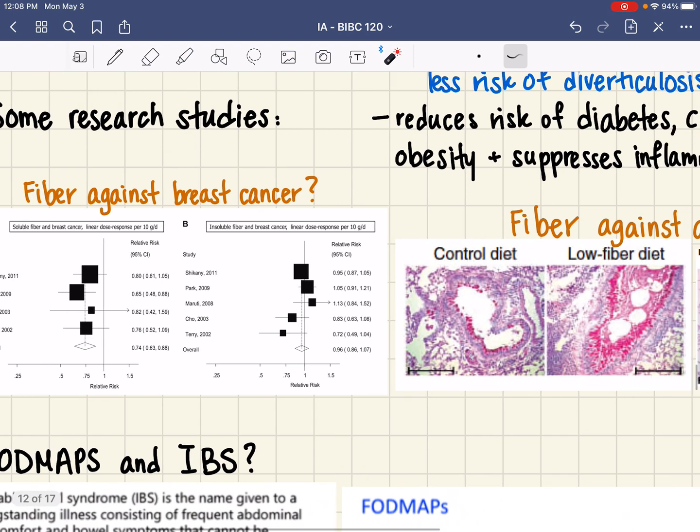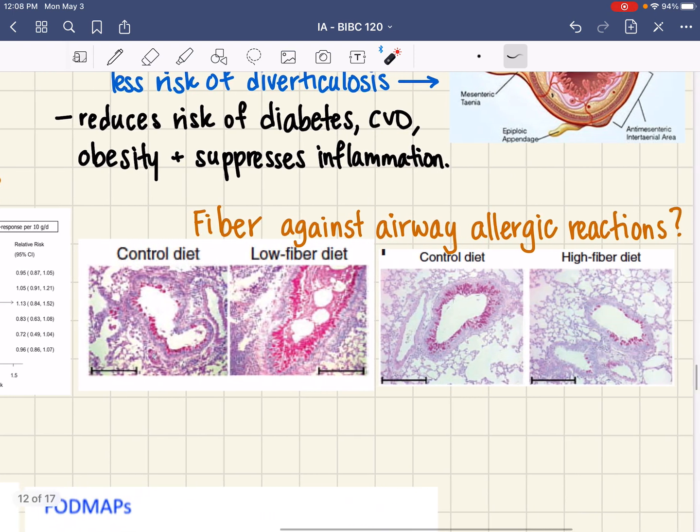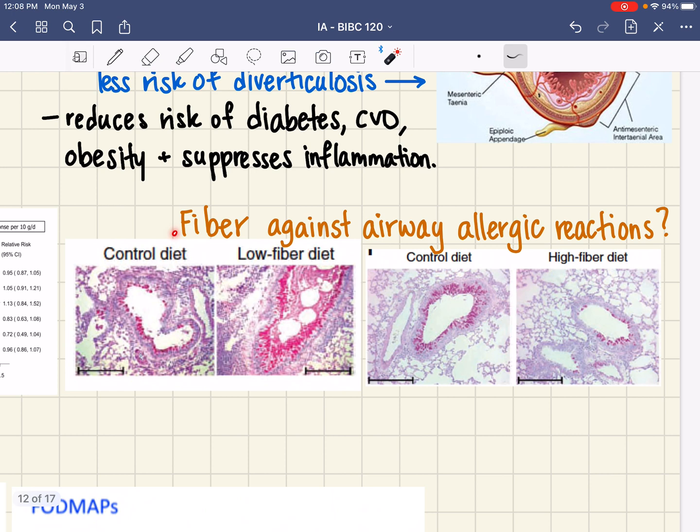The second research study that we looked at was, can or does fiber work against airway allergic reactions that take place in asthma? And here are pictures of the airways of some mice. You can see right here, this is a control airway, control diet, meaning this mouse had not been fed any fiber. And this is a control also.